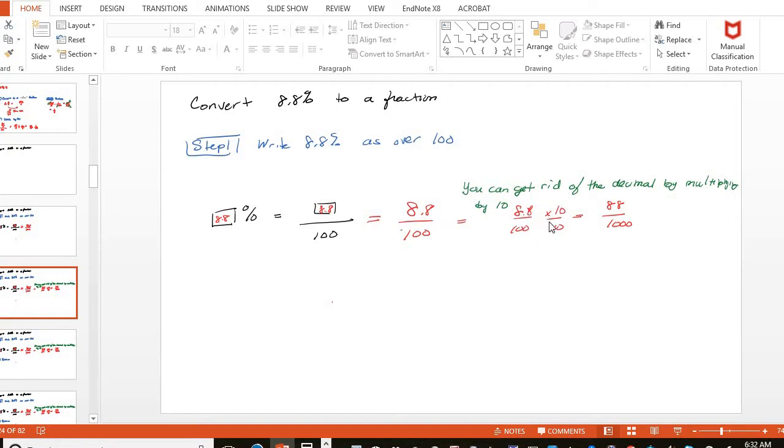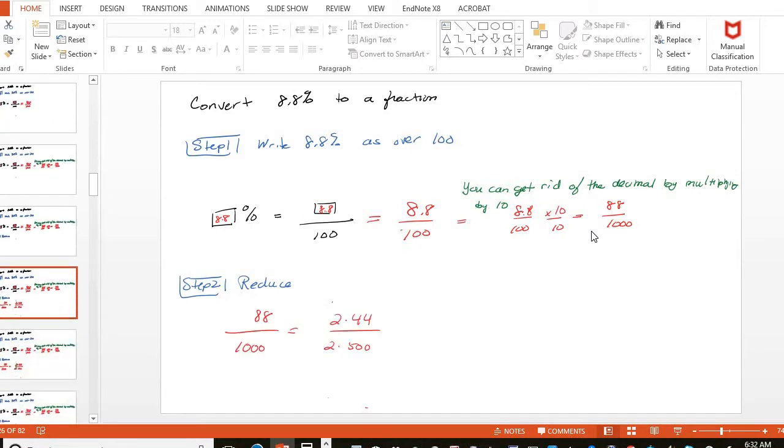So I'm going to take 8.8 and multiply it by 10. But whatever I do to top, I have to do to bottom because I'm multiplying by the number 1. So I don't want to change the fraction itself. So that's really 10 over 10, which is 88 over 1,000. So now I've got rid of my decimal and I've got a legitimate fraction up here. Now I have this horrible thing to reduce. 88 is really 2 times 44, and 1,000 is really 2 times 500. So I can drop those 2's out. Now I'm at 44 over 500.